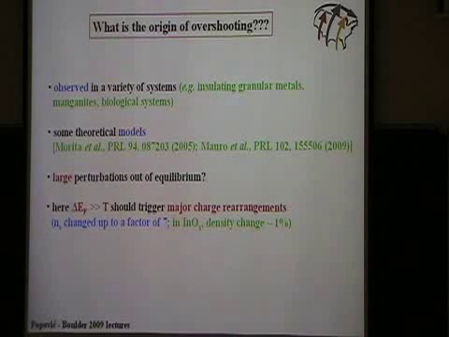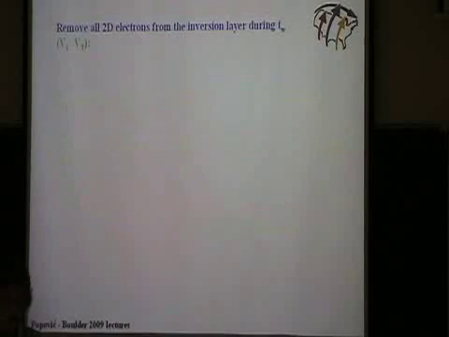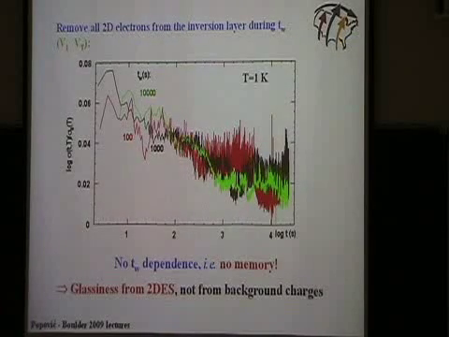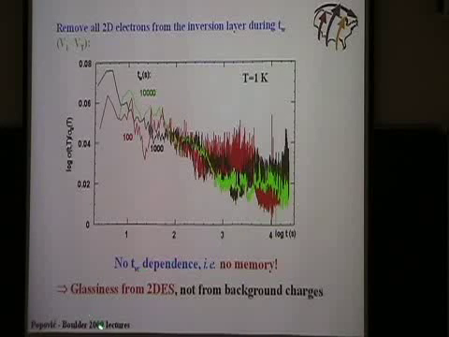So when you introduce the electrons, the measured relaxation should depend on the waiting time, because they could keep on moving. But if the relaxation is due to the glassiness of the 2D electrons, it should not depend on the waiting time, because the electrons were not there. And what we find is that indeed the relaxations do not depend on the waiting time, which provides further support to our claim that this glassiness comes from the interactions, from the behavior of the 2D electron system itself, and not from some background charges.